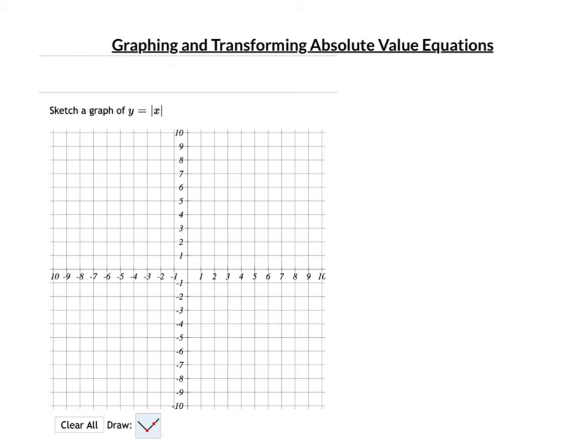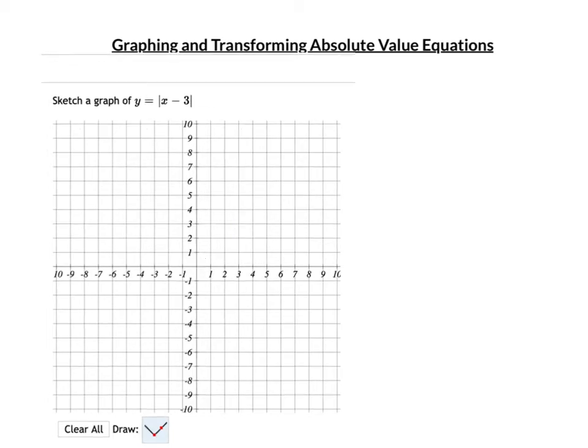Let's take a look at this first example. Sketch y equals the absolute value of x. I already did that. Remember, the absolute value of 0 is 0, so the point is 0, 0. The absolute value of 1 is 1, 2 is 2, and 3 is 3. That makes a perfect V. This is the parent function of the absolute value.